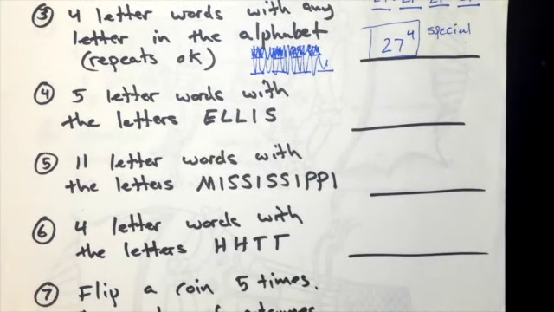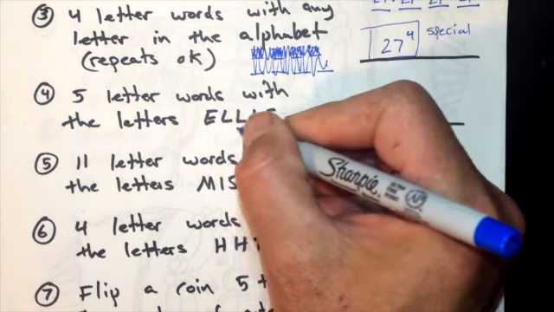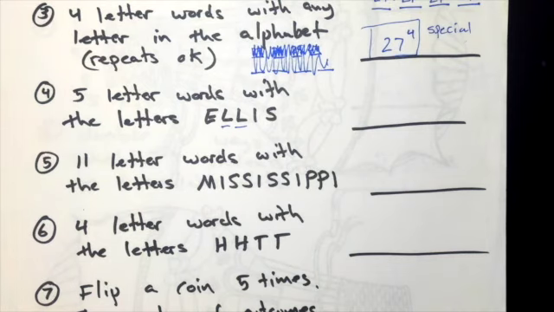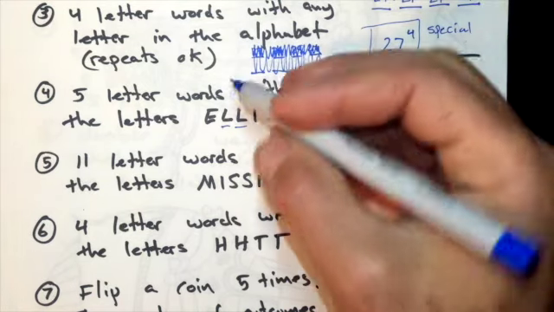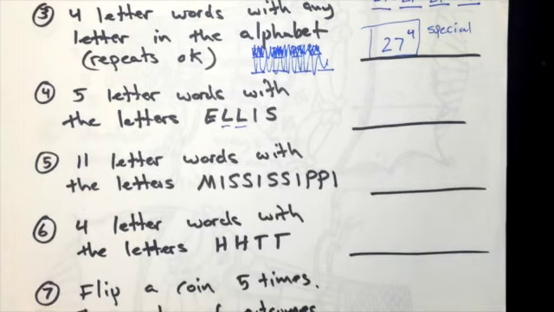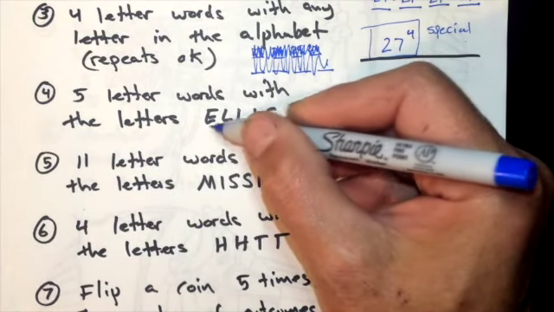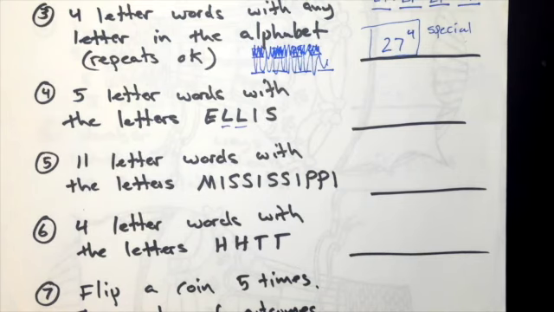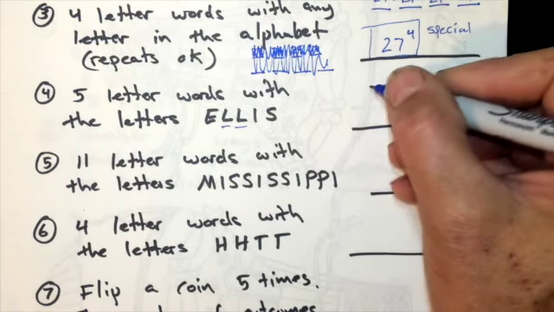I have 5-letter words with the letters E, L, L, I, S. I want you to know that these 2 L's don't matter if they're switched. You wouldn't be able to tell if I switched the 2 L's. So if I just did 5P5, arranging all 5, it's not going to work. So this is what I'm going to think about doing with this problem.